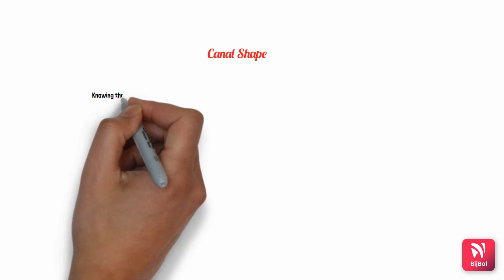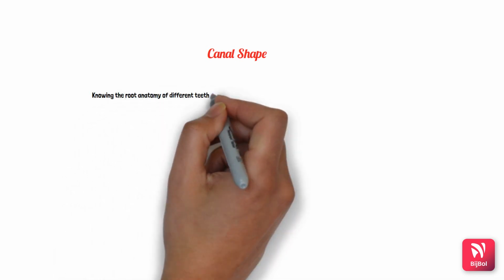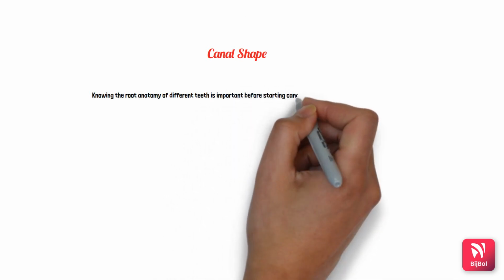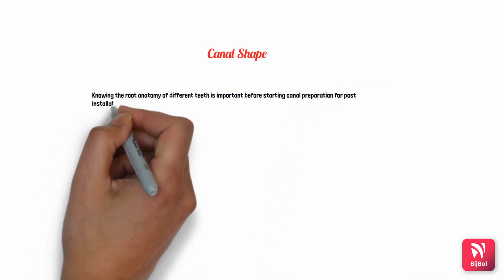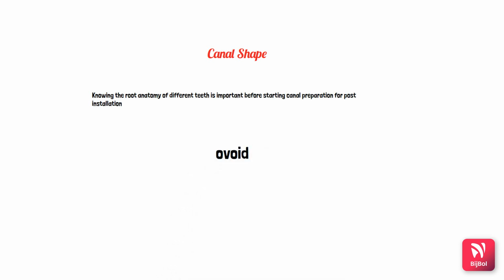If you see the canal shape, knowing the root anatomy of the different teeth is important before starting the canal preparation for the post installation. The most common shape of the canal is ovoid, and the prefabricated posts usually come parallel in shape, so these are unlikely to adapt along the entire interface with the canal walls.